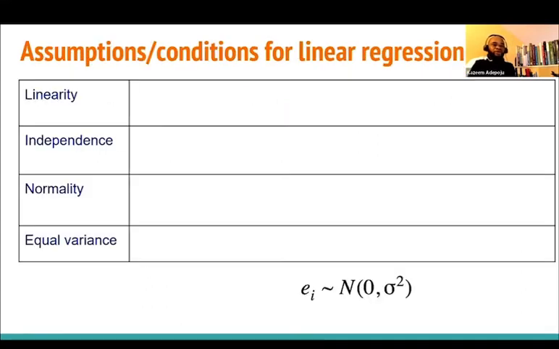I've grouped these assumptions into 4: linearity, independence, normality, equal variance. All these assumptions actually revolve around error. Now let me start with assumption number 1: linearity. What do I mean by linearity? Linearity means, number 1, we expect a linear relationship between the two variables.